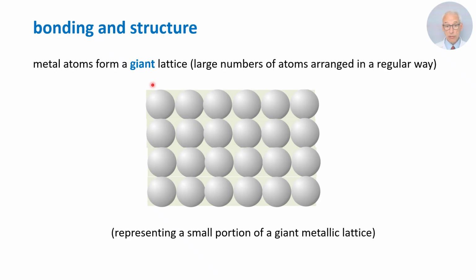So the model for the structure of a metal is one of a giant lattice of metal atoms. That is, large numbers of atoms arranged in a regular way. So we have layers of atoms layered on top of each other, and this goes on forever. It's a giant structure. Millions upon millions of atoms arranged in layers in this way. And we call the whole structure a giant metallic lattice.